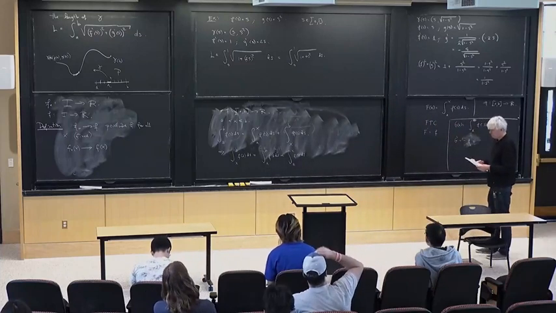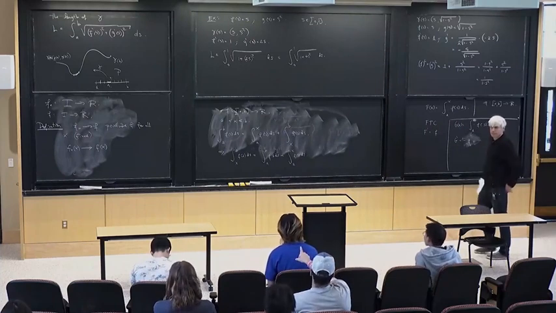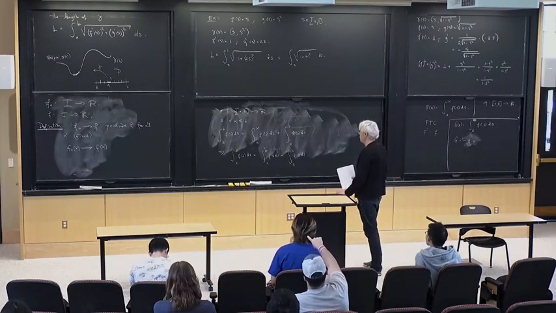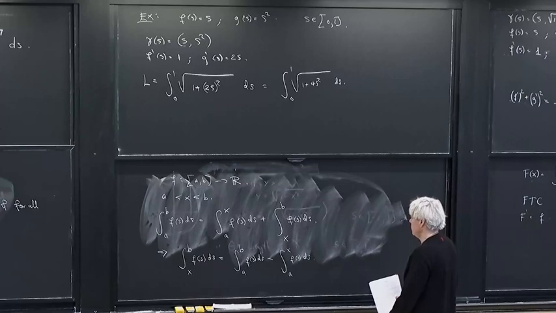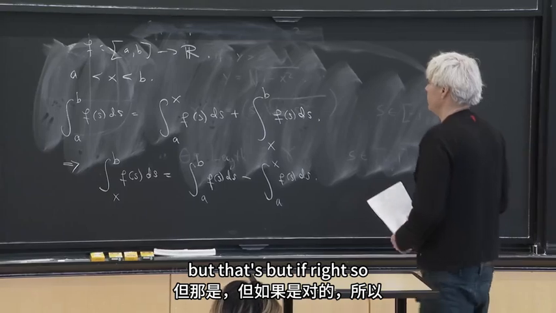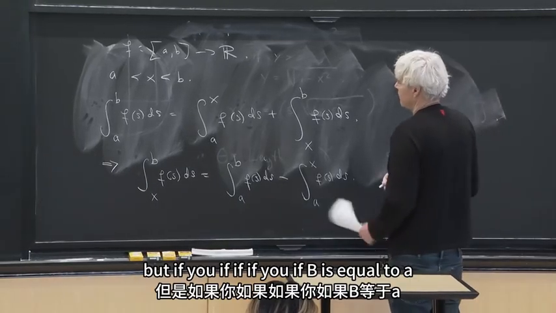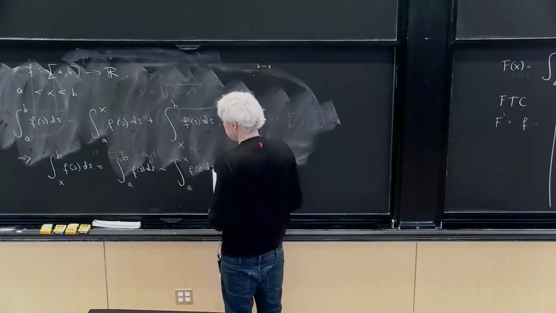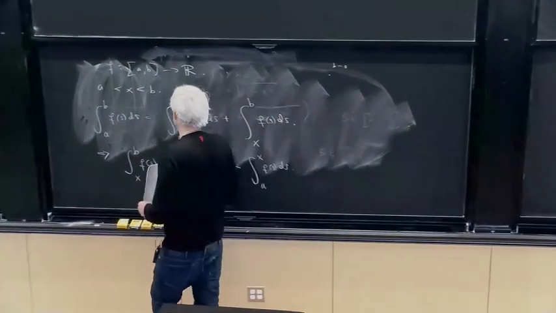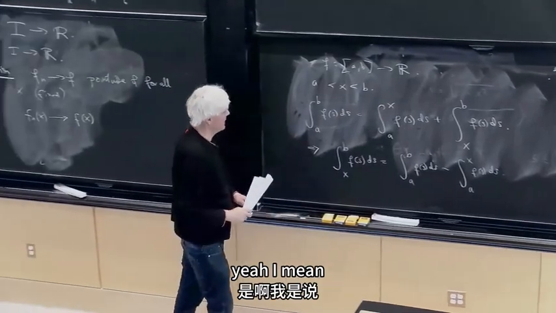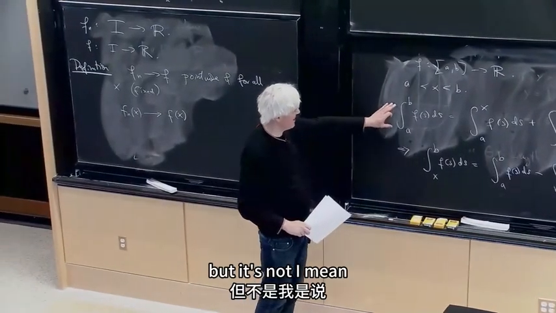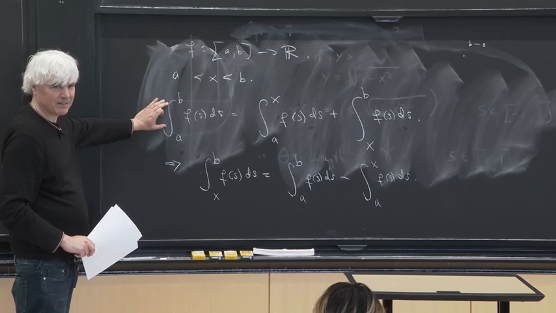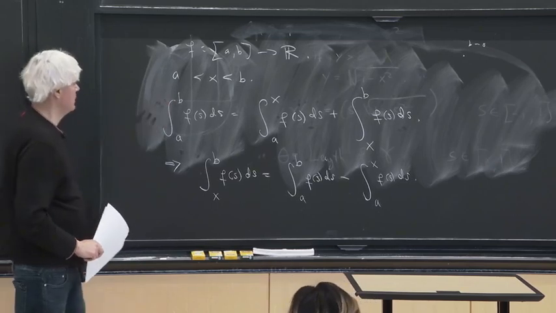If you were to just set b equal to a, then wouldn't you get that the integral from a to a goes to 0, and you get the same identity? But if b is equal to a, I mean, it's not. Then this interval is just a trivial interval, right? Right, but doesn't it allow you to get to the same identity there?